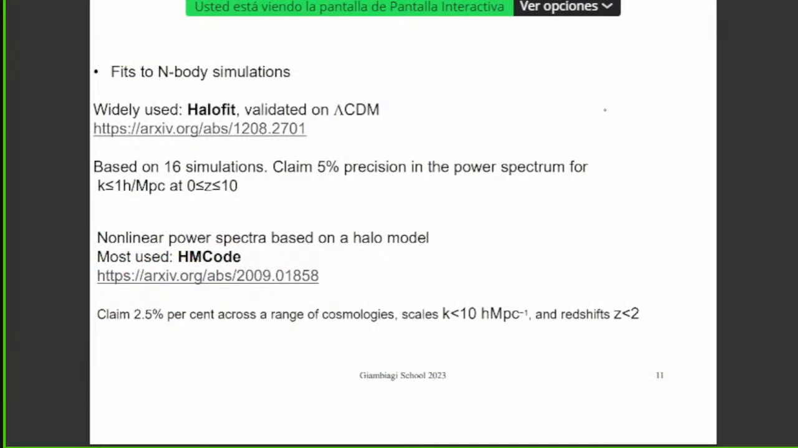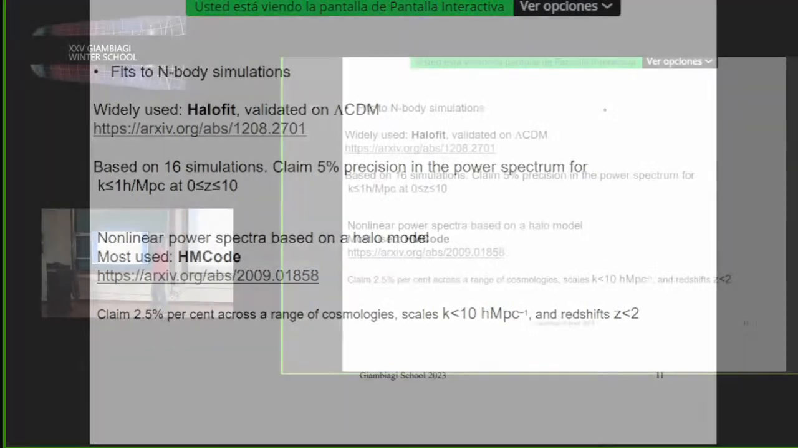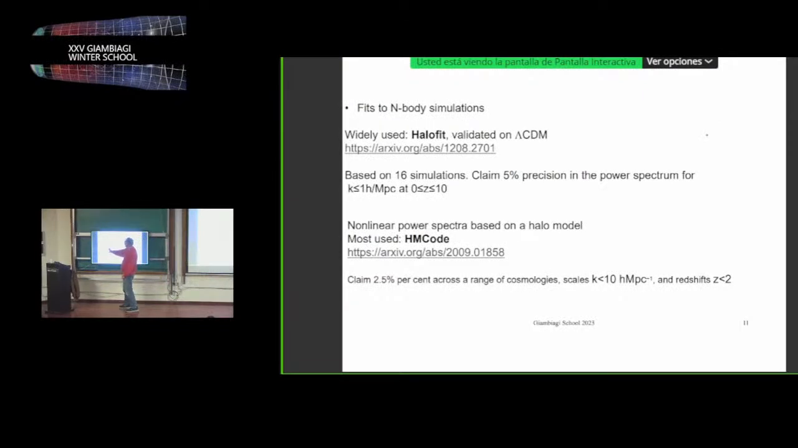So HM code uses a Halo model, which I can talk more about later. And the people that wrote HM code claim a 2.5% accuracy across a range of cosmologies up to scales of 10 inverse megaparsecs, with a ratio less than 2. I'm not the author of any of this, so I'm just saying what they claim, okay? And you can use HM code as well. Some people have done it.